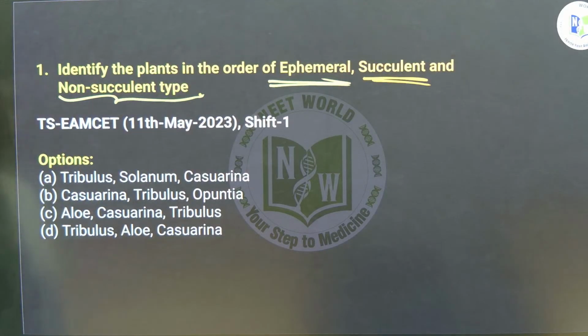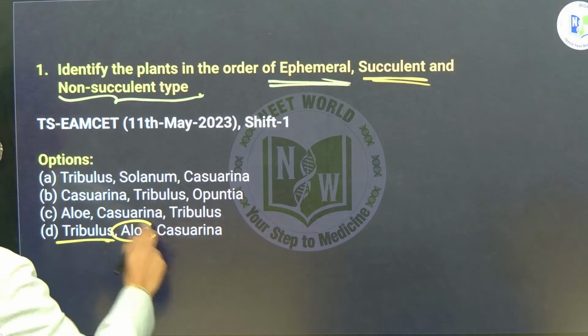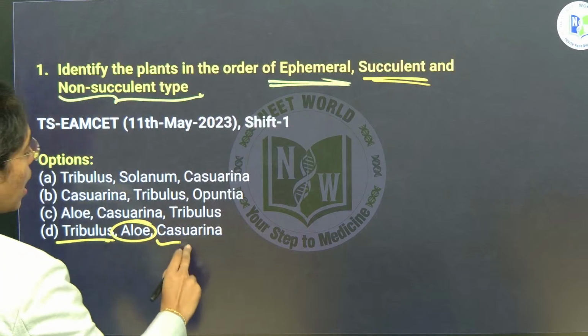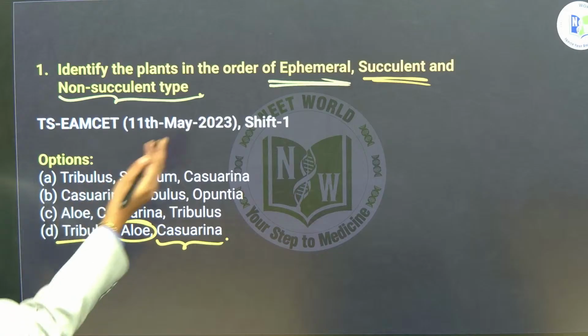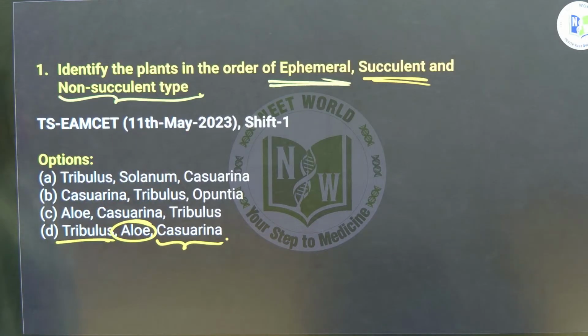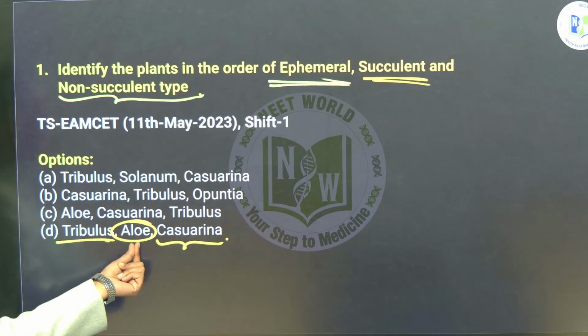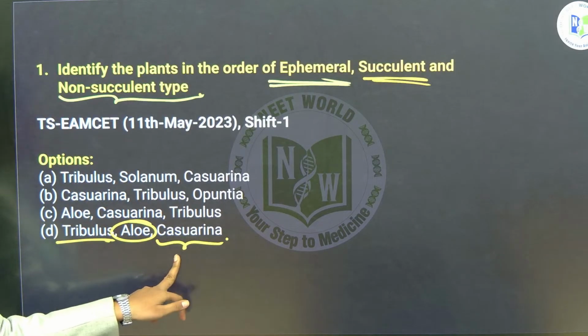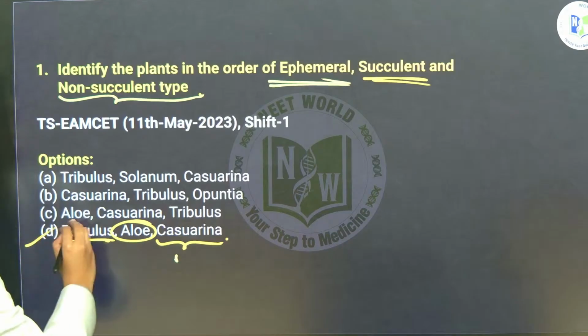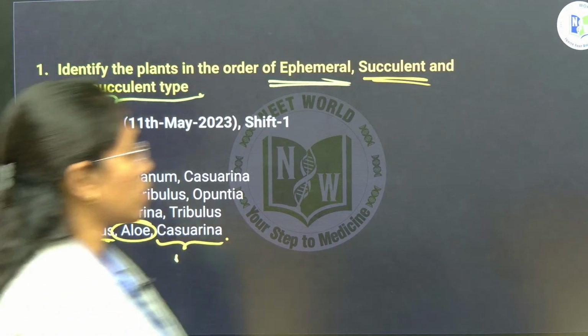Ephemerals, you can take the example of tribulus. Succulent, of course, aloe vera. Non-succulents are casuarina. Fine, right? Ephemerals which are short-lived, tribulus, succulents and non-succulents which are stress tolerant, casuarina, which is option B. Right, ma? Next question.